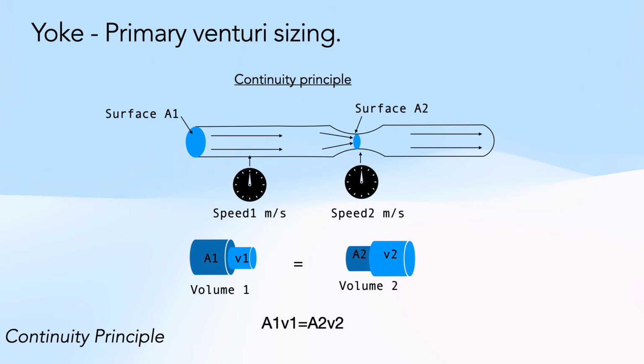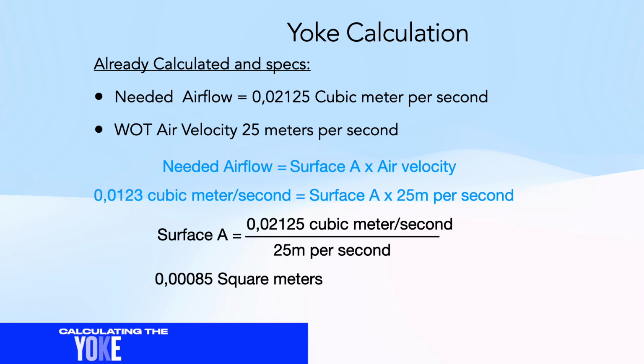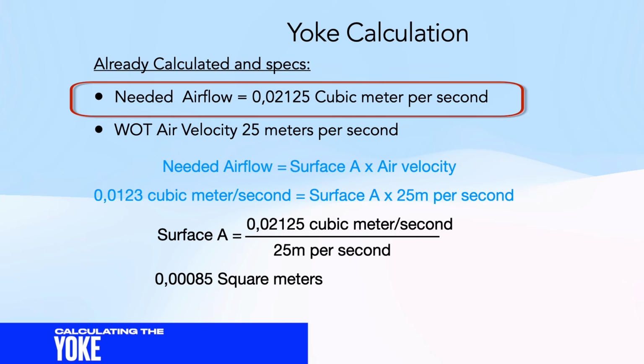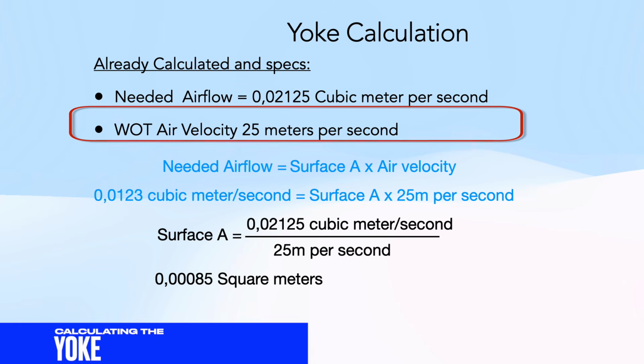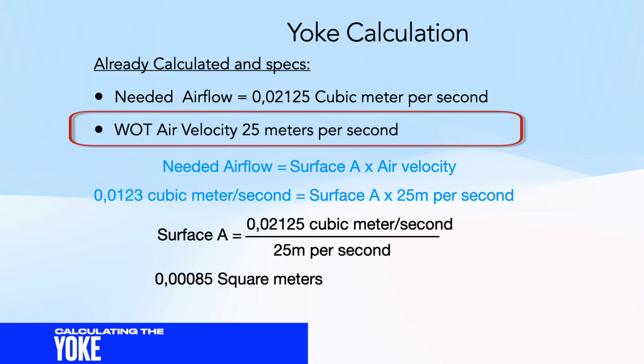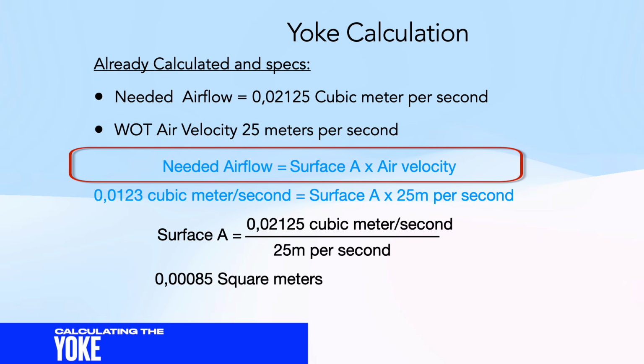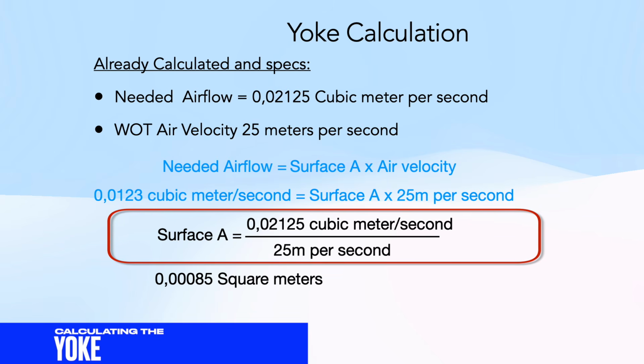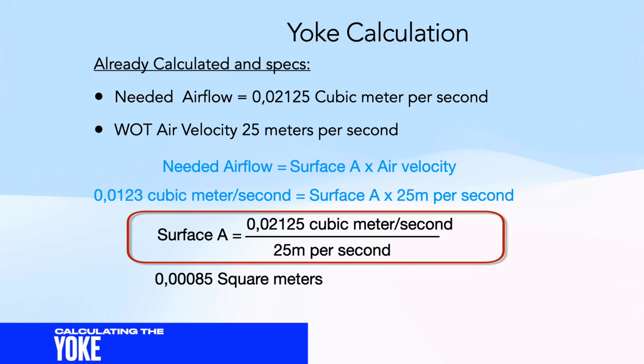And you have already seen what our target airflows are. So now we are ready to calculate the yoke. We already know the needed airflow because we calculated that before, and we also know the required air velocity. The formula is very simple. The needed airflow equals the surface A multiplied by the air velocity. We are looking for surface A. If we extract surface A from the formula, then we divide the cubic meters per second, which is the volume we're going to need, by the airspeed.